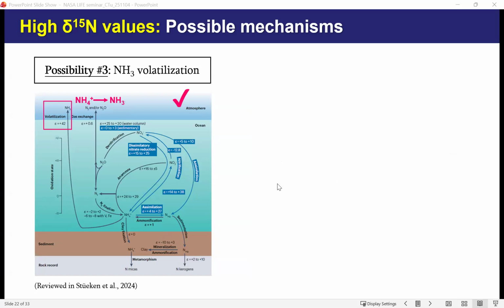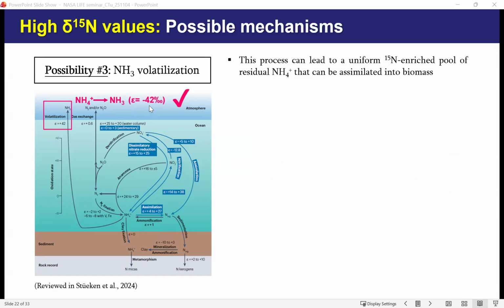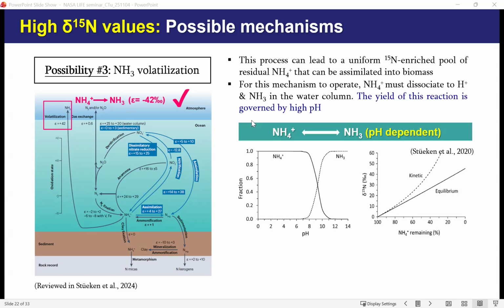Alternatively, we argue that a more parsimonious explanation is ammonia volatilization from the water column to the atmosphere. This process imparts a large isotope fractionation, leading to a uniform 15N-enriched pool of residual ammonium that can be assimilated into biomass. However, for this mechanism to operate, ammonium must dissociate to hydrogen and ammonia in the water column. The yield of this reaction is governed by high pH. You can see the diagrams here.